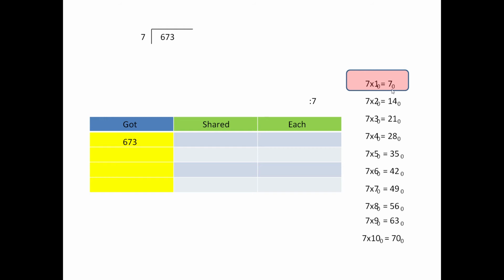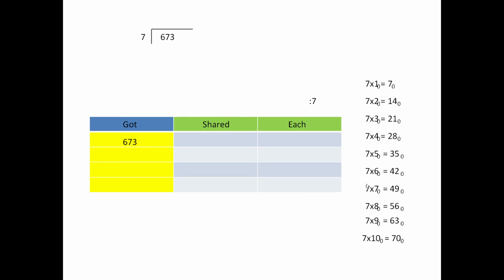I think that if you choose 70, it is far away from 670, and we are going to reject it. We are going to reject 140 because it's far away as well. We are going to reject 210 because it's far away. We are going to reject 280. We don't want to choose 350. We don't want to choose 420. We don't have to choose 490 because it's far away. We don't have to choose 560.